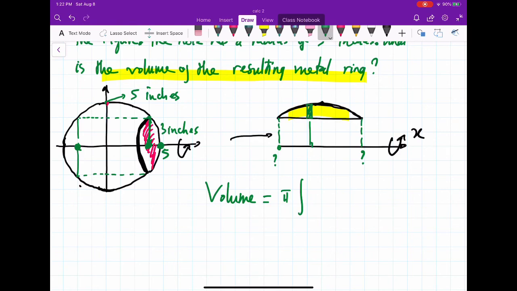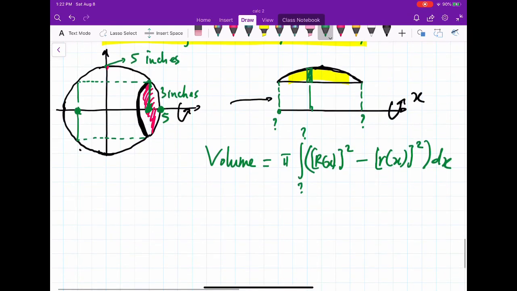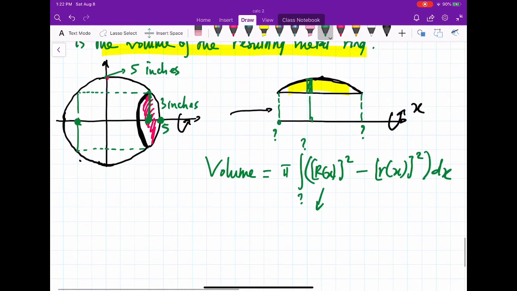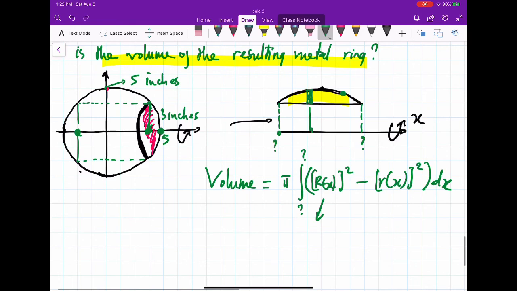Okay, so let me write that it is from somewhere in here to somewhere in here. The first function is capital R of x squared minus small r squared, and then dx, where the bigger one should be what? The bigger one should be this, right? Because this is capital R of x.